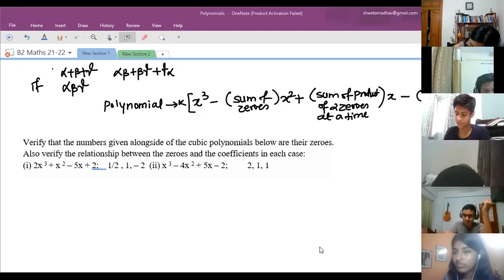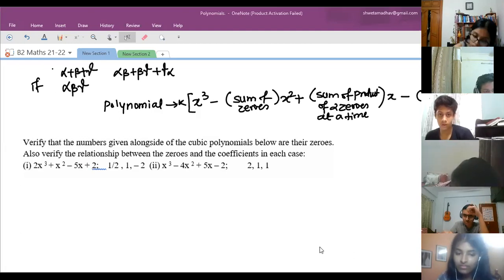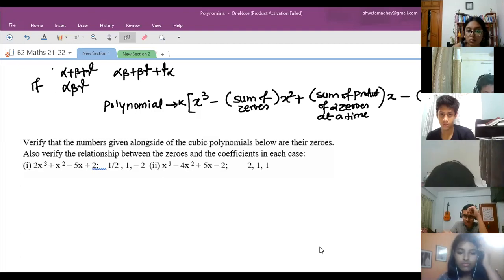x cube minus 2x square minus 7x plus 14, right? Minus 7x plus 14.